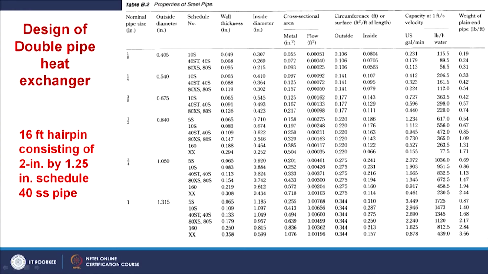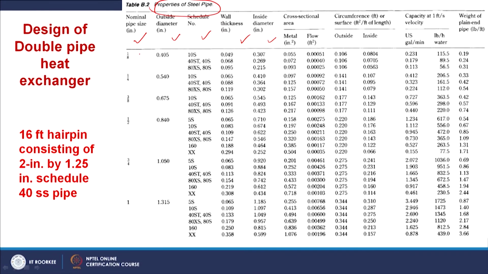So how can I choose the correct DO or DI? To choose that, we will discuss the pipe table in detail. If you see here, I have the pipe table where properties of steel pipe are shown. This is table B2, again from R.W. Sinnott's book, appendix B, which you can refer to, and here I have nominal pipe size, outer diameter, schedule number, wall thickness, inner diameter and so on.